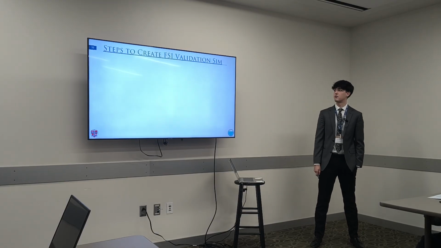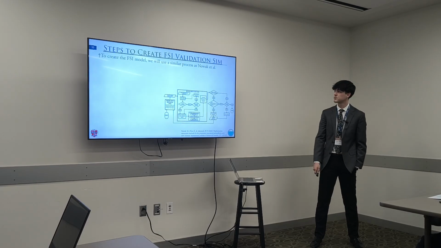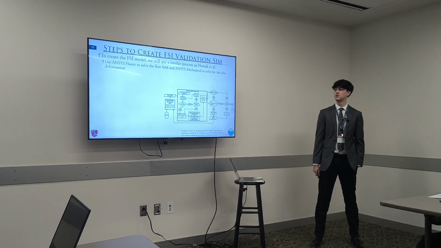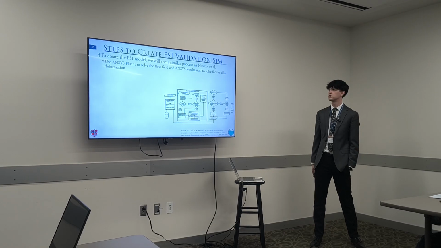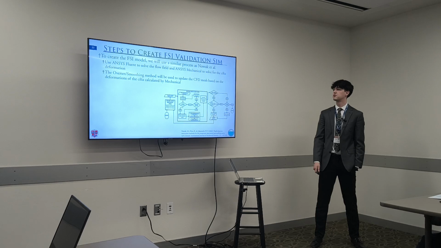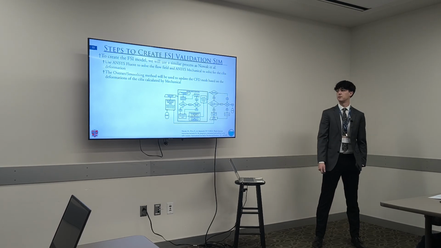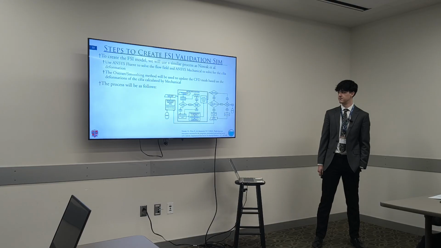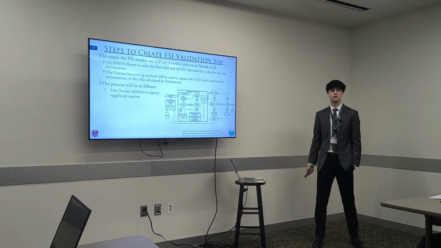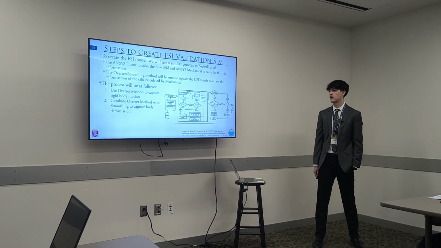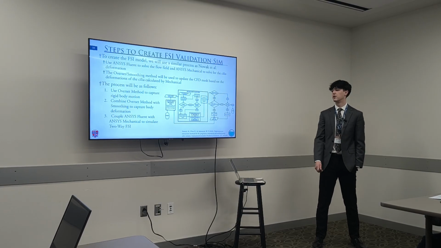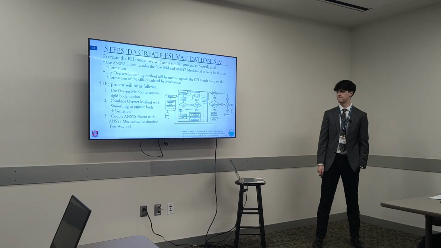And so here are our steps to create our FSI validation simulation. First, we'll use a similar process as Nuak and others. We use ANSYS Fluent to solve the flow field, and then ANSYS Mechanical to solve for that cilia deformation. And then our method will be used to update that CFD mesh based on the deformations of the cilia calculated by Mechanical. This process will go as follows, using that overset method to capture rigid body motion, then combine it with smoothing to capture our deformation, and then couple Fluent and Mechanical to simulate our two-way FSI.